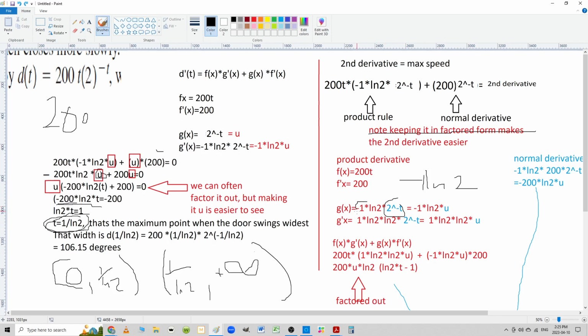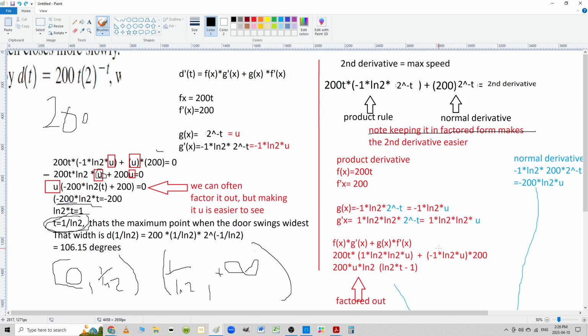Oh yeah, because it's always minus 1 times ln 2 times minus 1 times ln 2 becomes positive 1 times ln 2 times ln 2 times 2 to the negative t, and I've replaced 2 to the negative t with u. I've kept this here because I know I'm probably going to factor out a ln. So I've just kept it ln. Now I've got my f of x.